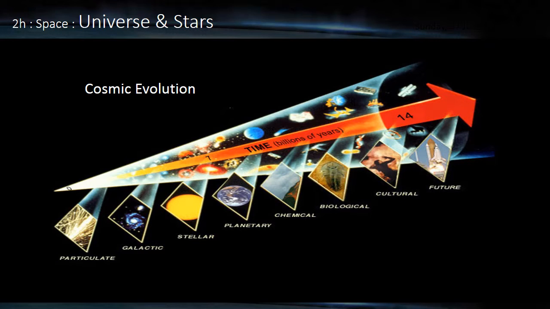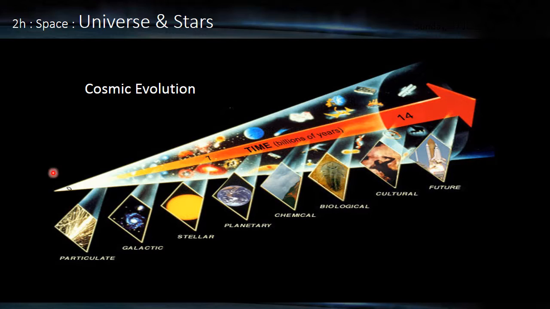This is Unit 2H, which deals with space and the universe and the evolution of stars in particular. So on this first graphic here we have a number of different scales of evolution. We're most familiar with biological evolution, but really that's just one of many phases of evolution.